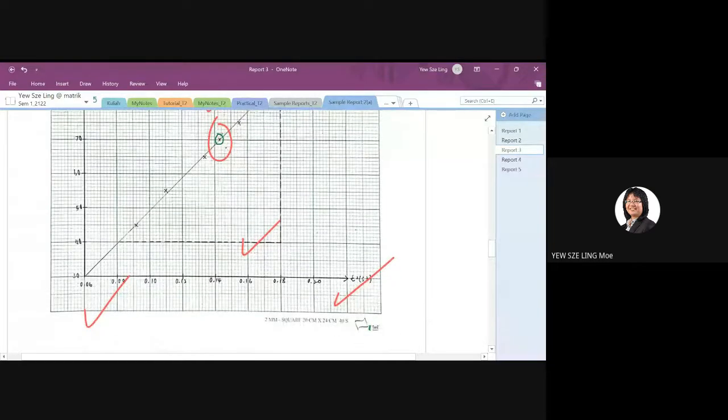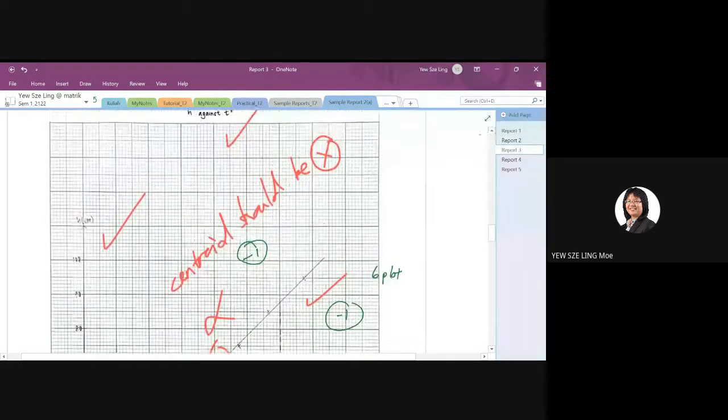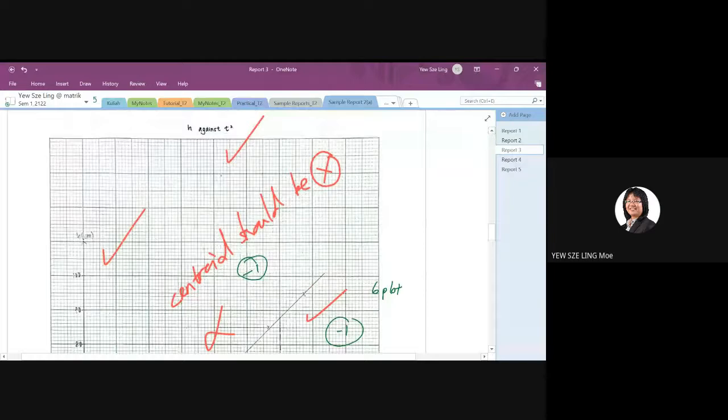Okay, so this picture is very nice. The one who took the picture, compared with the blurry ones, you guys can learn from him. Nice picture, and I can see clearly. I can see every small box here.